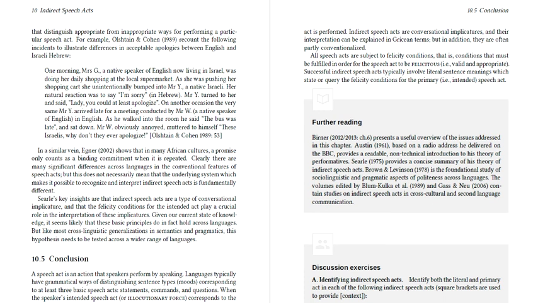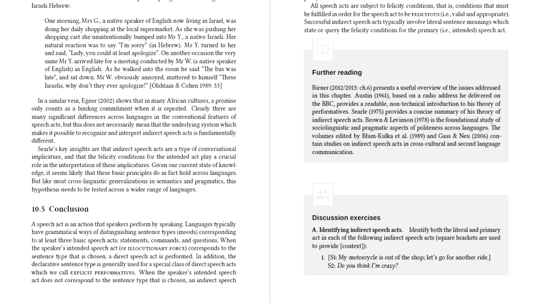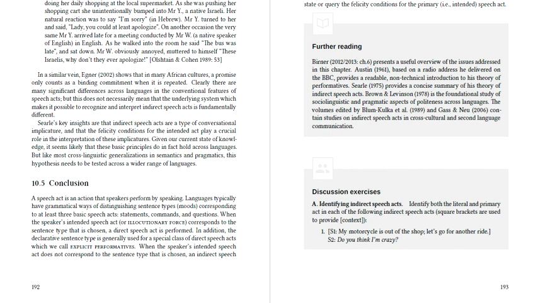So primary is hidden meaning or implicit meaning. You need to think about the intention. But for the literal, no need to think because it's clear. Like here, the first sentence, if we check out the discussion, we have: my motorcycle is out of the shop, let's go for another ride. Here it looks like it's really a primary because I don't know exactly what he intended to do. But: do you think I'm crazy? This is literal. Someone asking others, do you think I'm crazy? Maybe he did something. And that's how we understand the whole chapter.